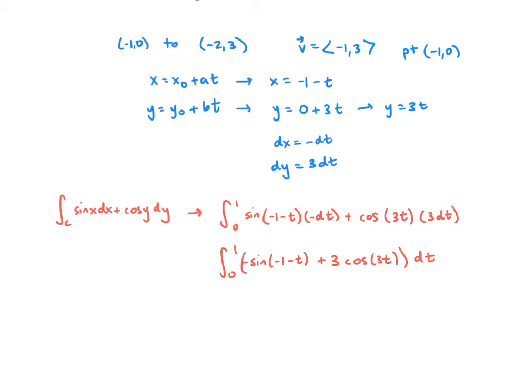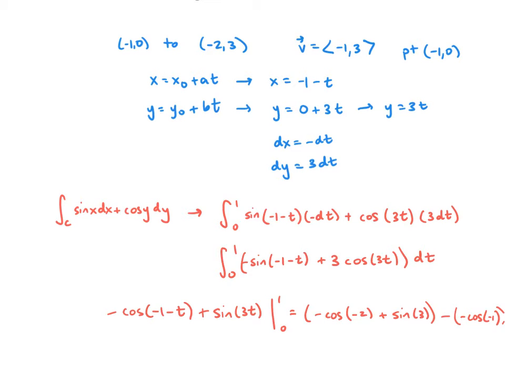All right, so let's do our antiderivative. So we have negative cosine of -1 minus t plus sine of 3t. Those are technically U substitutions, but I think we can maybe get through that without doing a full U sub. This gives us negative cosine of -2 plus sine of 3 minus negative cosine of -1, and then sine of 0. Okay, and then that simplifies to, let's see, since cosine's even, that's going to be negative cosine of 2, and we have sine of 3, can't do much with that stuff, and then we have cosine of -1, which is the same thing as cosine of 1.